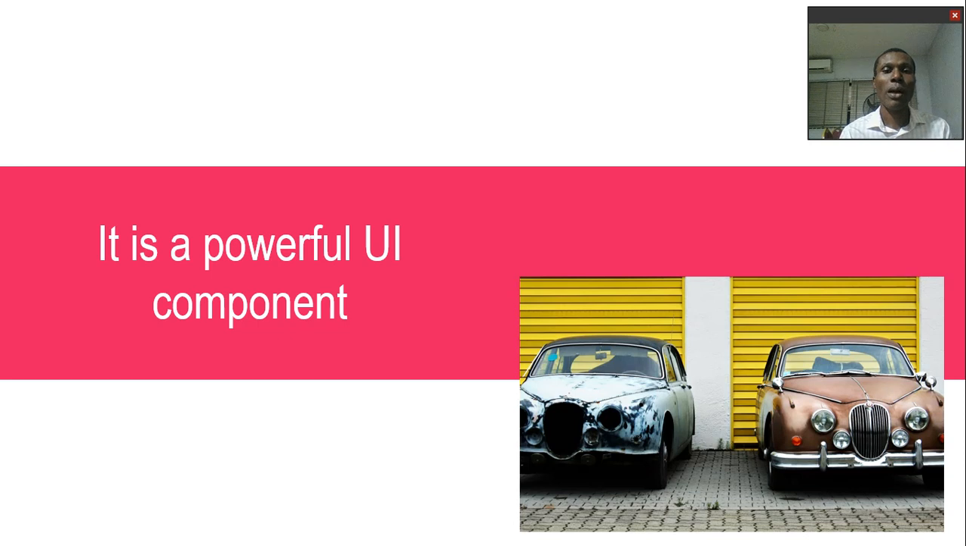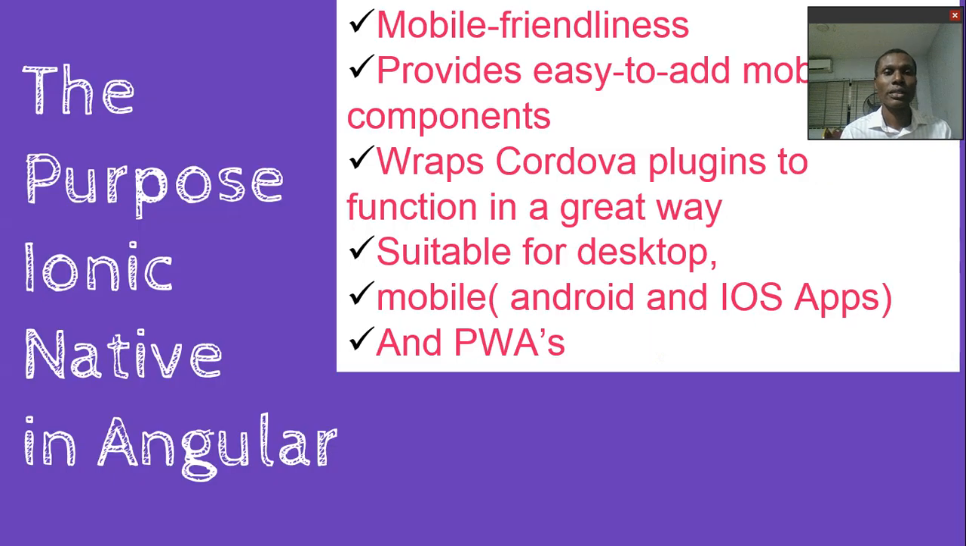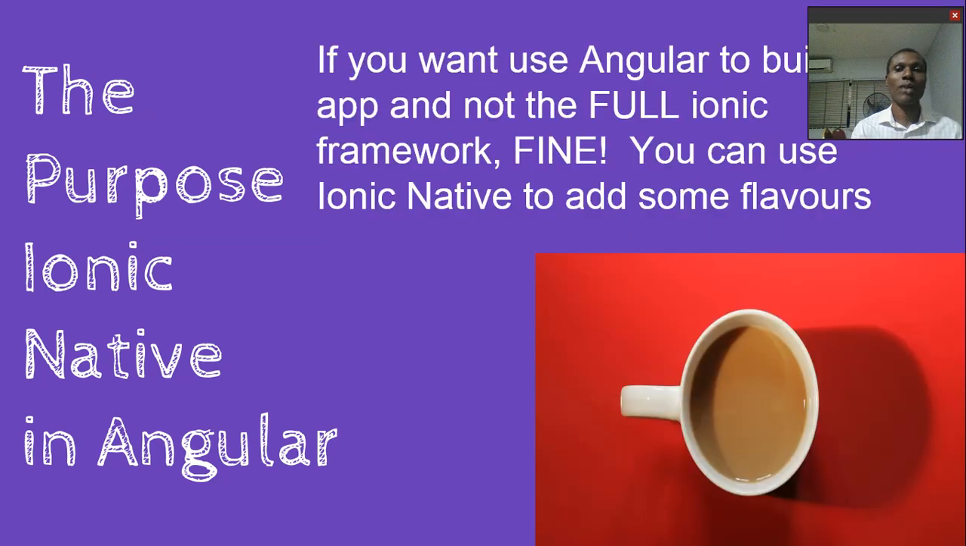So that is the power, some of the things that Ionic Native brought into Angular applications. The purpose of Ionic Native, we've iterated some of this: mobile friendliness, providing easy-to-add mobile components, like all those gestures and the rest, tabs, and it also wraps Cordova plugins in a great way, suitable for desktops, mobile, both Android and iOS, and it also does support PWA.